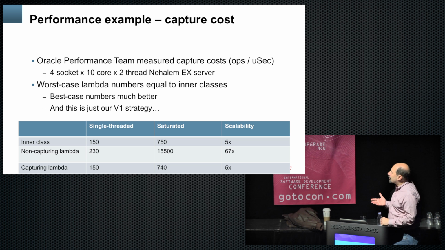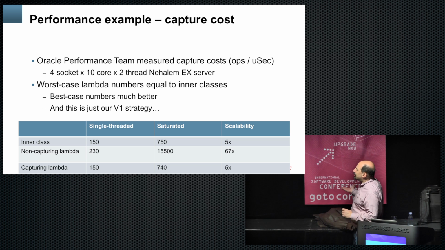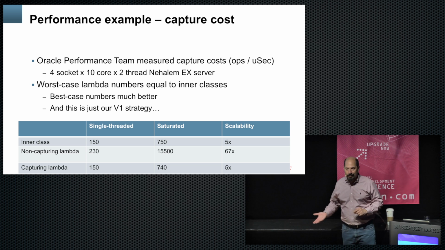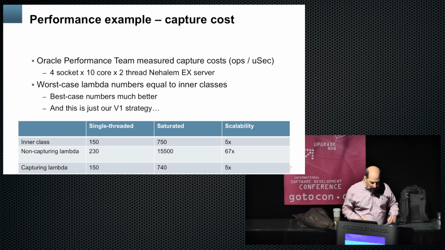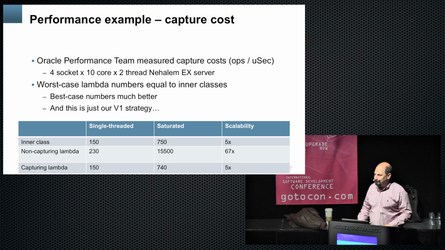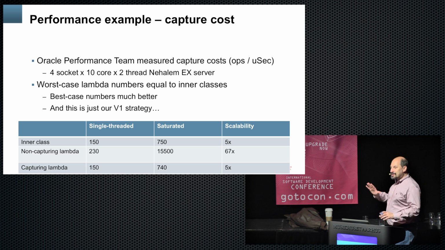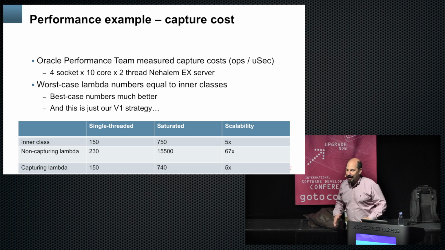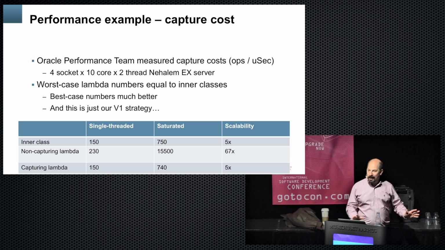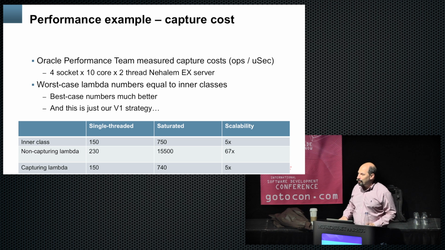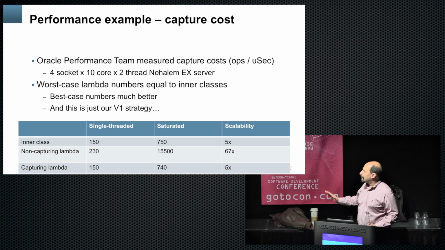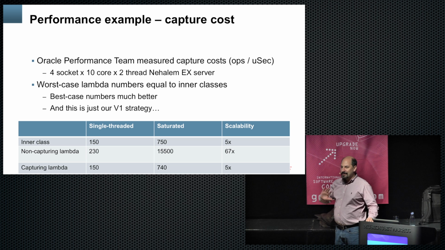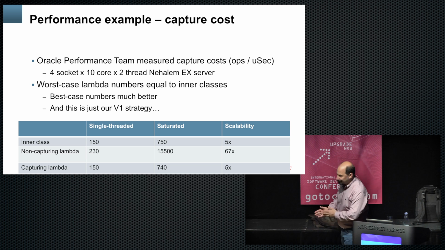Our worst case numbers for Lambda are exactly the same as in our classes, and our best case numbers are much better. So this is what game theorists call a dominating strategy. And note that this is just our dumb strategy. This is just the version 1 strategy we're going out with. Simplest, dumbest thing we could possibly do. So there's a deep pipeline of things we can do to make it faster, but even if you don't believe us about that, it's still faster even with the dumb strategy.